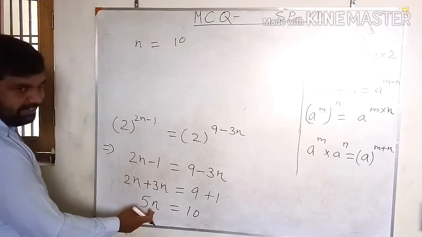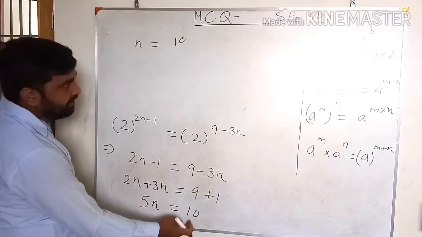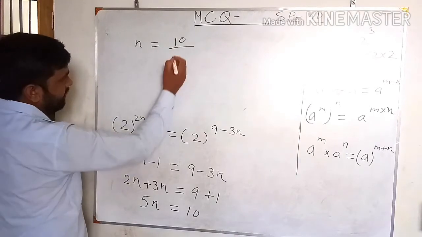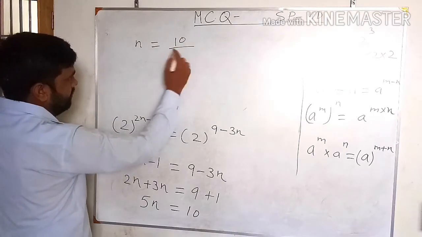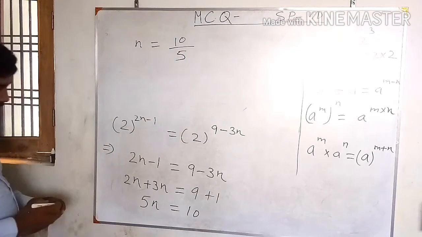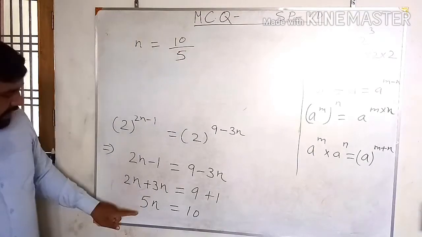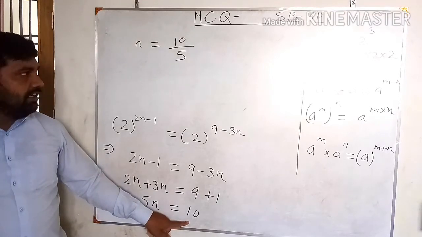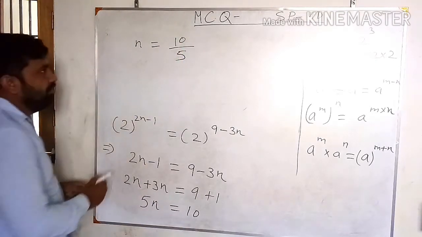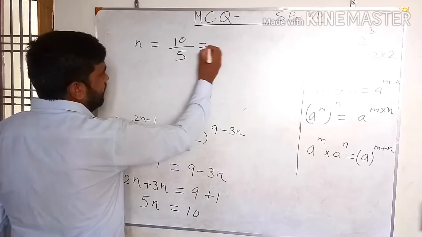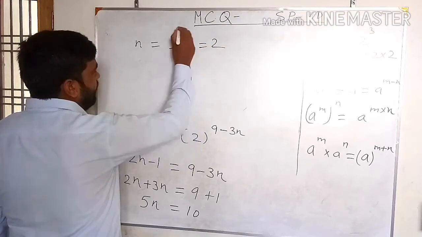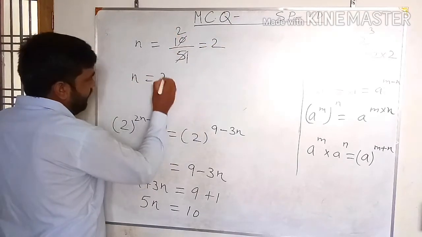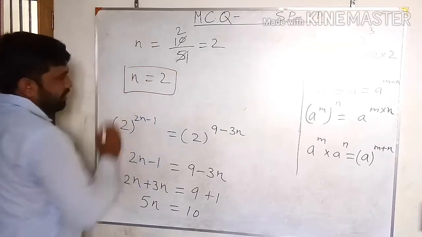Here 5 is multiplied with n. So when you transpose it to the right hand side, it will divide the right hand side term. Now when you divide 10 by 5, you will get the answer 2. 5 ones are 5, 5 twos are 10. So the value of n is 2.